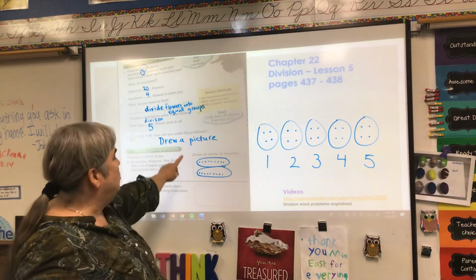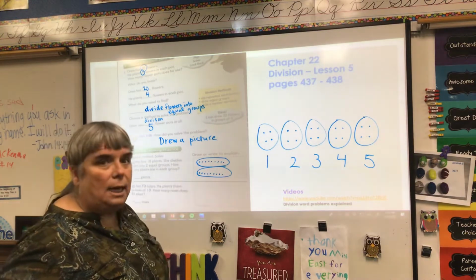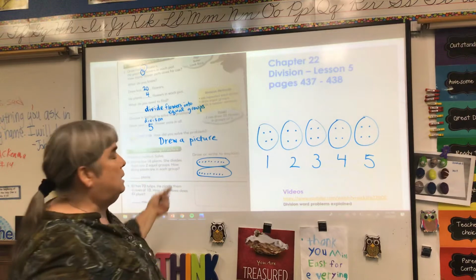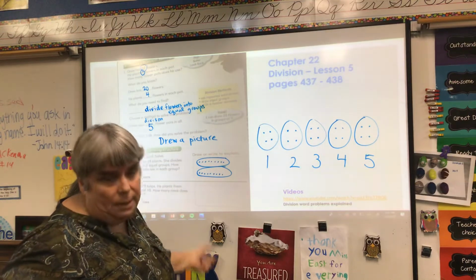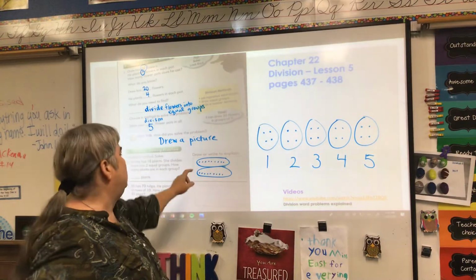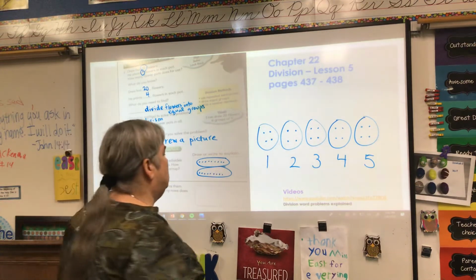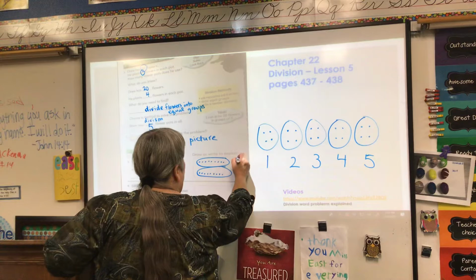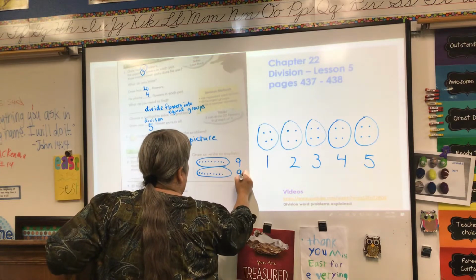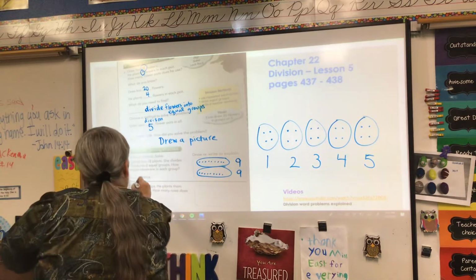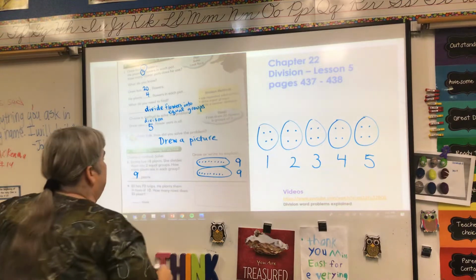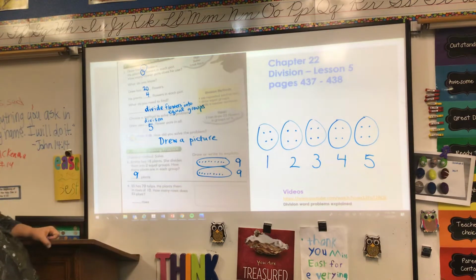So I have 2 equal groups, and I know they add up to 18. So now I just need to count how many in one group, and that'll tell me my answer. 1, 2, 3, 4, 5, 6, 7, 8, 9. So it looks like 9 are in each equal group. So I'm going to write my answer there, and the answer is 9.